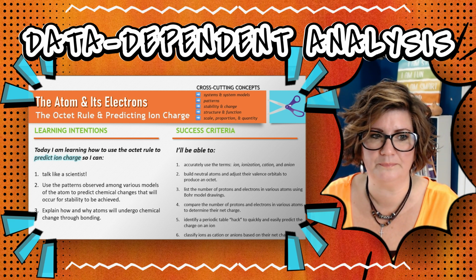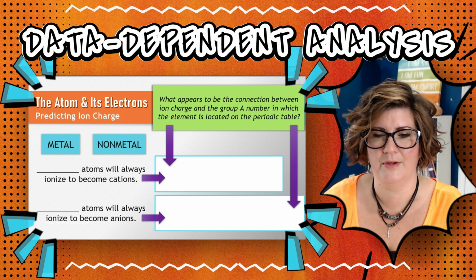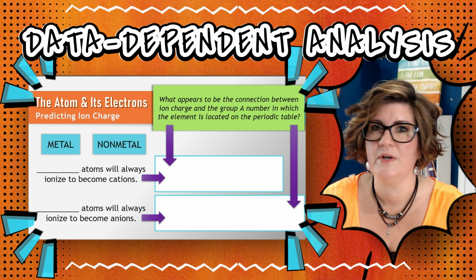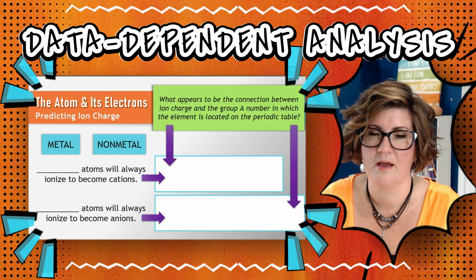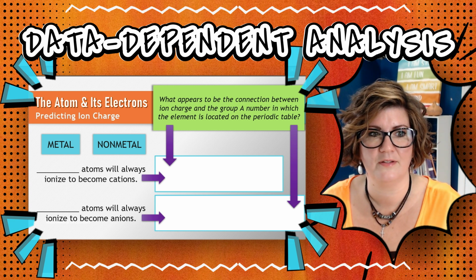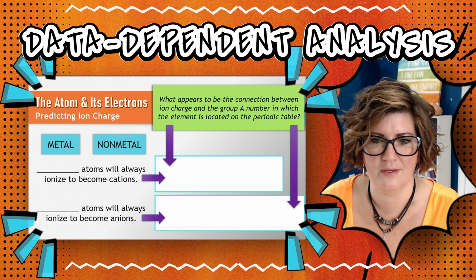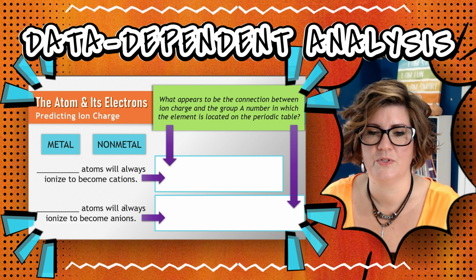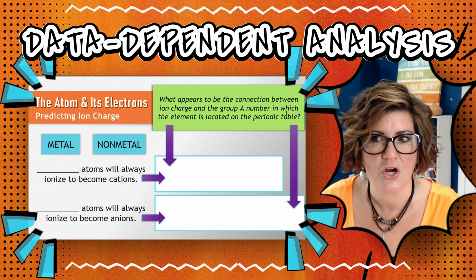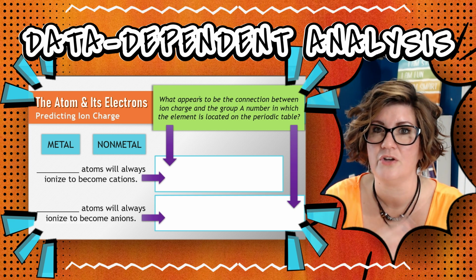And so a simple prompt like this could get them there, where you have a sentence and you want them to just fill in the blank. What do you see as the difference between metals and nonmetals? And this reinforces what they know already about patterns in the periodic table. Where are our metals? Where are our nonmetals? Which are which? Which ones are always becoming cations? Which ones are always becoming anions? And what appears to be the connection between charge, and I'm pointing them to it. I'm saying there's a connection between charge and group number.